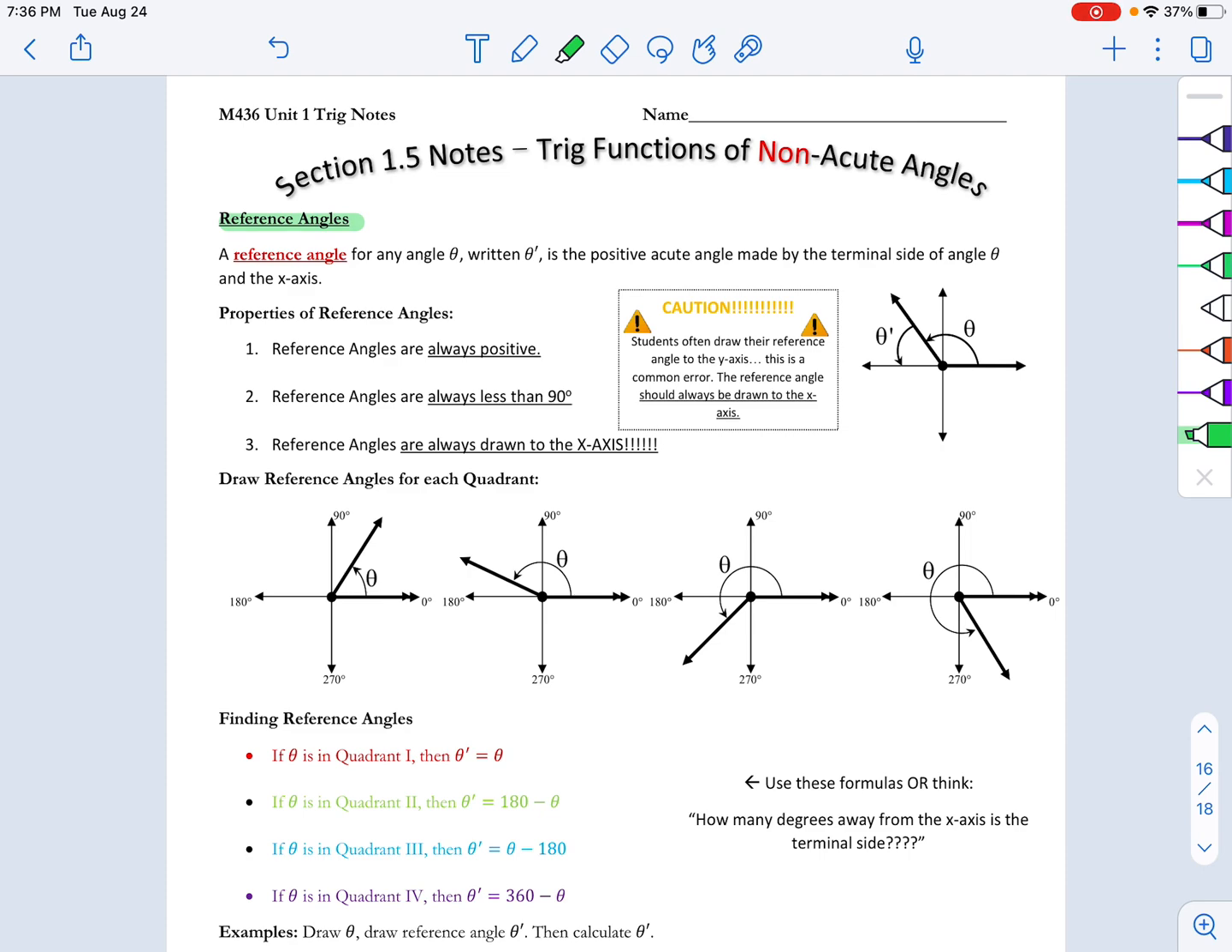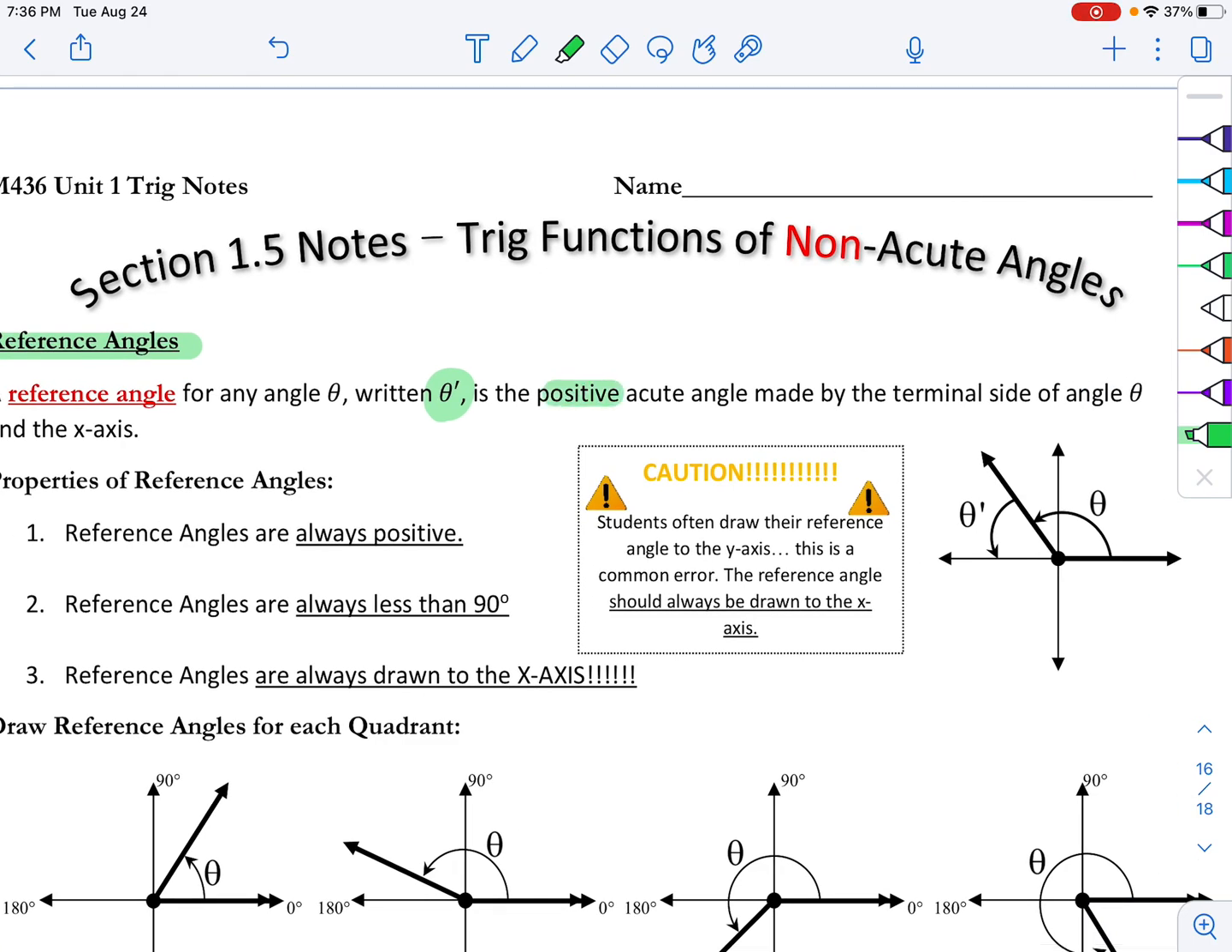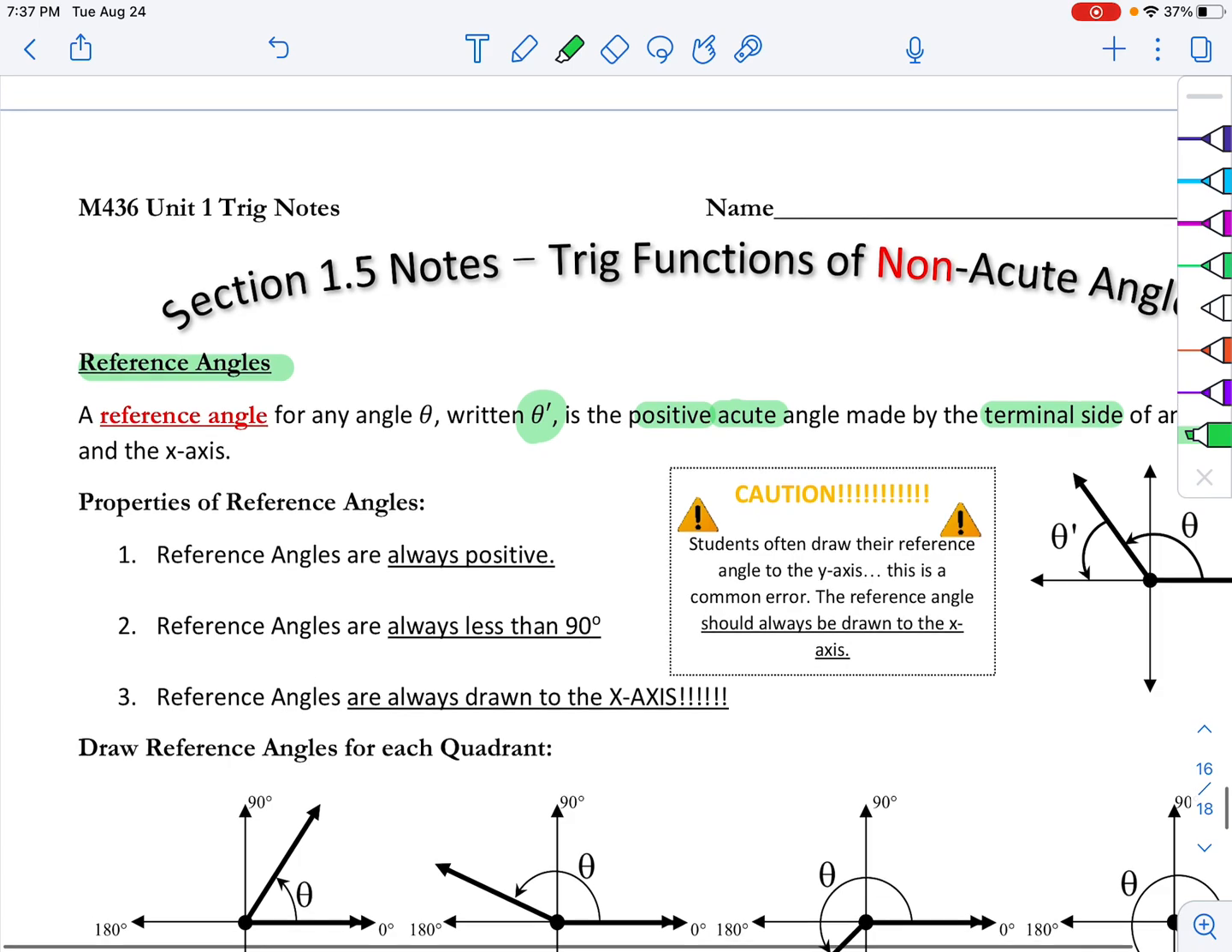So the reference angle, for any angle theta, uses this notation, theta with a little apostrophe. It is the positive acute angle made by the terminal side of angle theta and the x-axis. The important parts of that definition are that reference angles are always positive, they're always less than 90, and it's always drawn to the x-axis. So this little caution symbol here: sometimes students draw it to the y-axis. That's not correct. You always should make sure it's drawn to the x-axis.